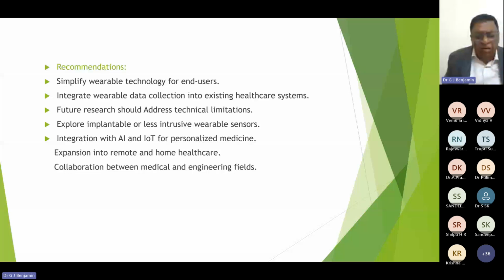But if you have one equipment and you use it for everybody, probably it is not possible. Now the recommendations are simply wearable technology for end users, and integrating wearable data collection into the existing healthcare system. Future research should address technical limitations, explore implantability, less intrusive wearable sensors, integration with AI and IoT for personalized medicine, expansion into remote and home healthcare. Collaboration between medical and engineering fields is more important.